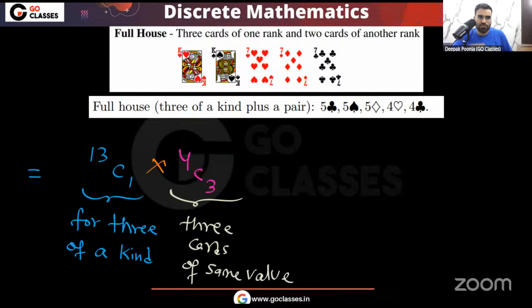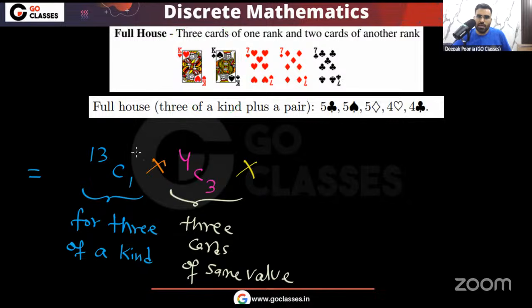Now we have 3 cards of same value. Correct? Okay. Now what do we want? We want a pair also. Because you can see what is a full house. That is 3 of a kind that we have already taken, plus a pair. Now we want a pair, means we want a value for which we will have two cards.